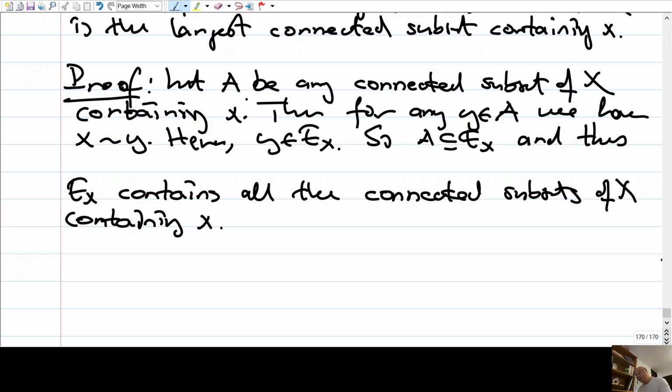Here we showed that any connected subset of X containing X lies inside EX. So this means that EX contains all the connected subsets of X. So EX is this, basically. It is the union of all A's so that X is in A and A as a subset of X is connected, okay?